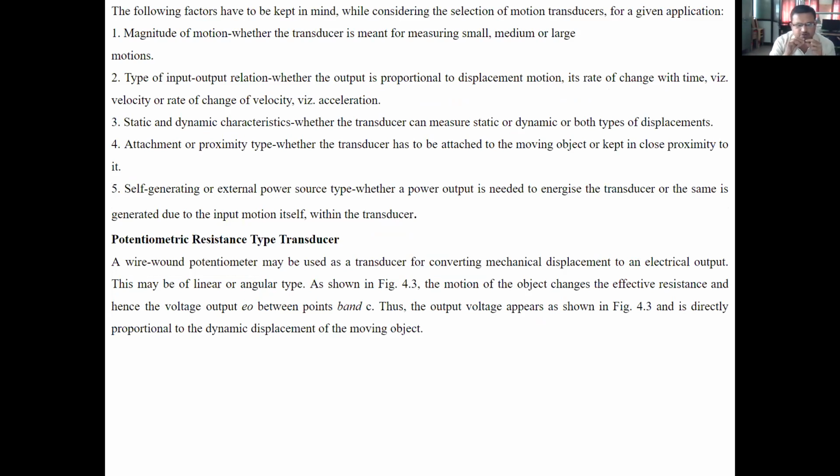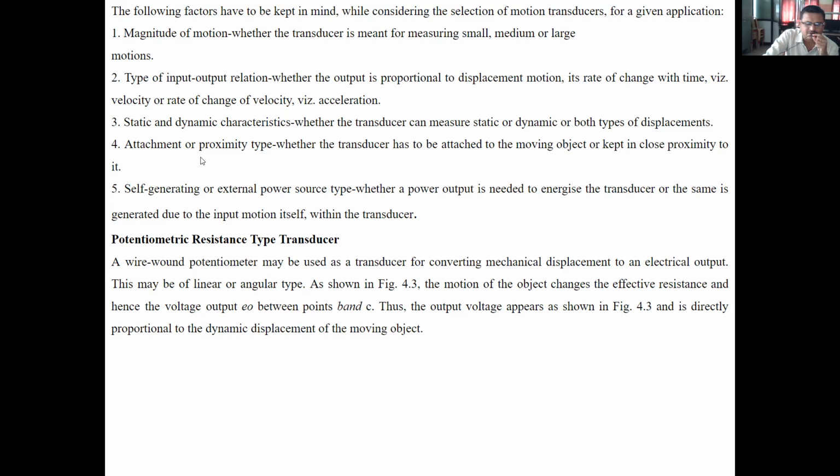The following factors have to be kept in mind while considering the selection of motion transducers for a given application. First, magnitude of motion, whether the transducer is meant for measuring small, medium, or large motions. Second, type of input-output relation, whether the output is proportional to displacement motion, its rate of change with time, velocity, or rate of change of velocity, acceleration. Third, static and dynamic characteristics, whether the transducer can measure static or dynamic or both types of displacements.